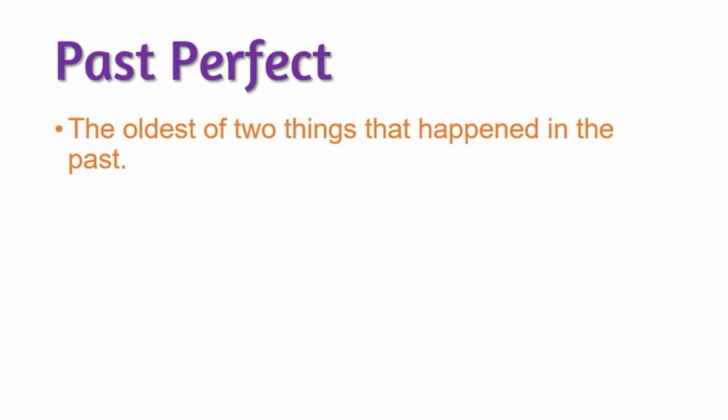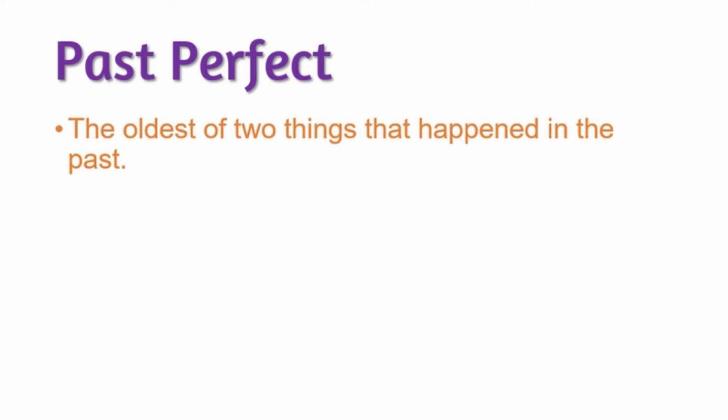Now, this one is very important. It's the past perfect. Now, imagine two things you did this morning. Okay? Probably you did one thing and then you did the other. They weren't at the same time. So past perfect refers to the oldest of two things that happened in the past. So we use this structure for the oldest thing.